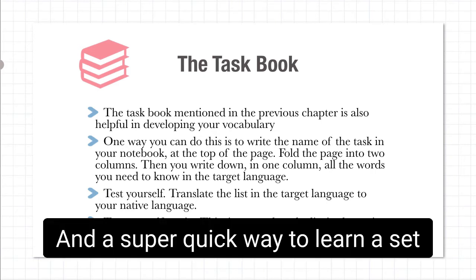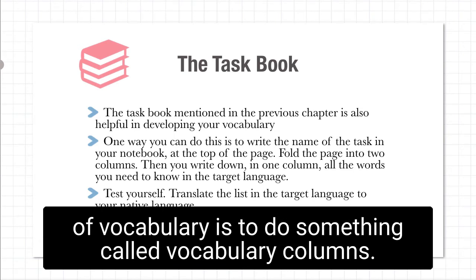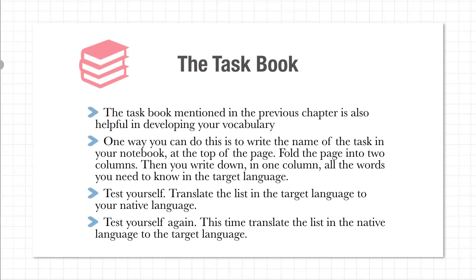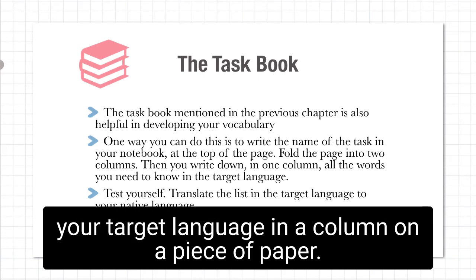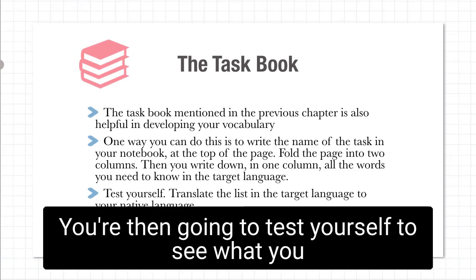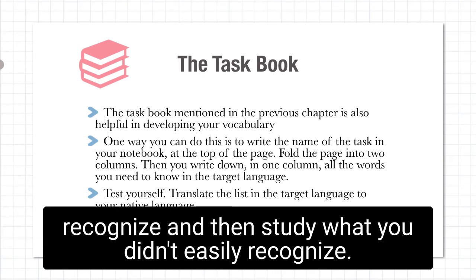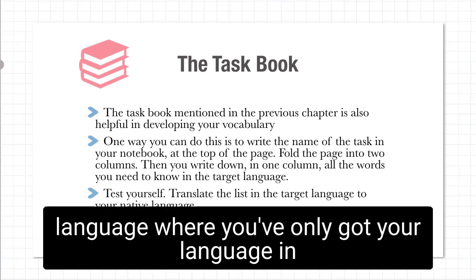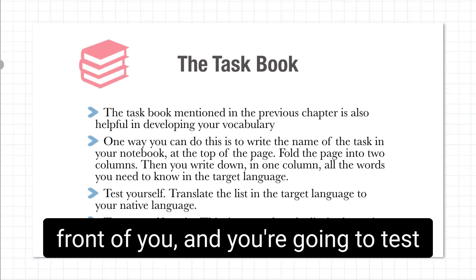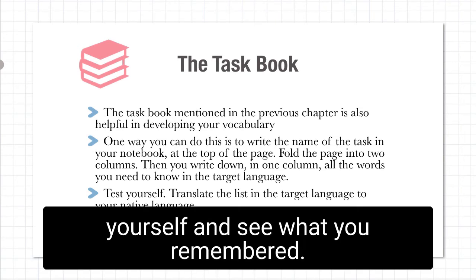And a super quick way to learn a set of vocabulary is to do something called vocabulary columns. You're going to write down about 10 to 15 words in your target language in a column on a piece of paper. You're then going to test yourself to see what you recognize, and then study what you didn't easily recognize. Then you're going to fold over the target language where you've only got your language in front of you, and you're going to test yourself and see what you remembered.